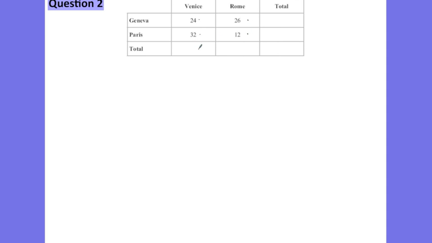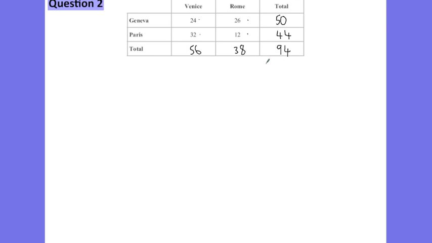and Paris. How many people went to Venice? Adding these 2 values up, 56. Rome, 38. Geneva, 50. Paris, going across the row, adding up, 44. Total, adding these up or adding these up, both ways, 94.